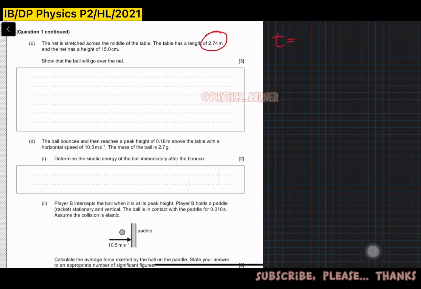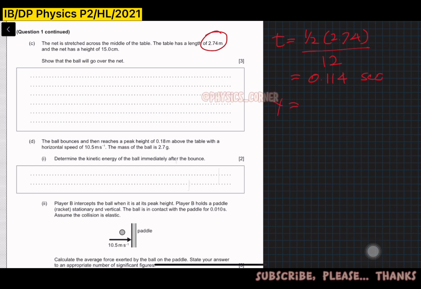This is a half of 2.74 divided by the velocity. The velocity is 12 meter per second. So this is about 0.114 second.